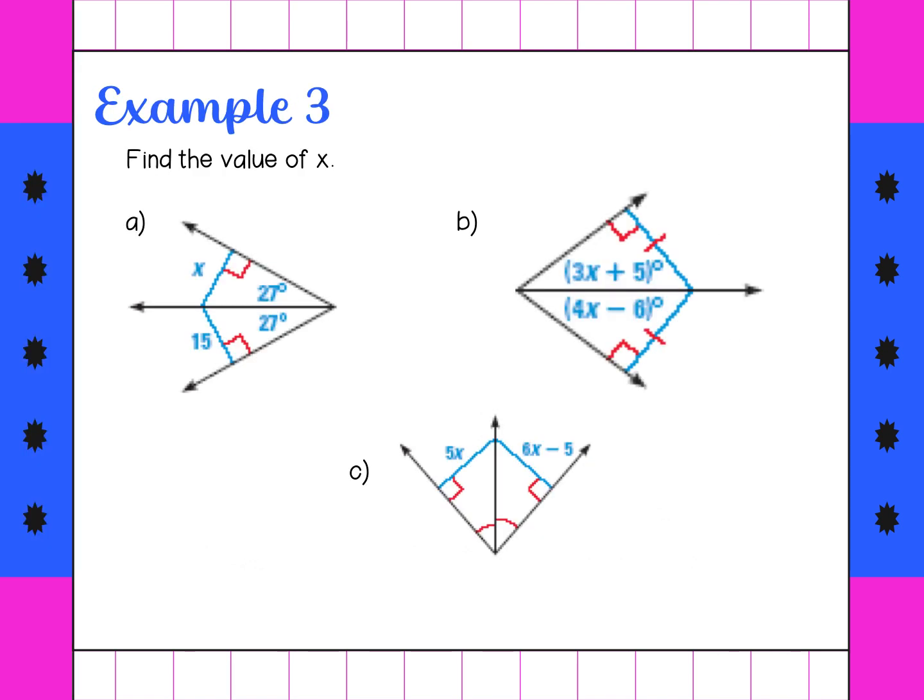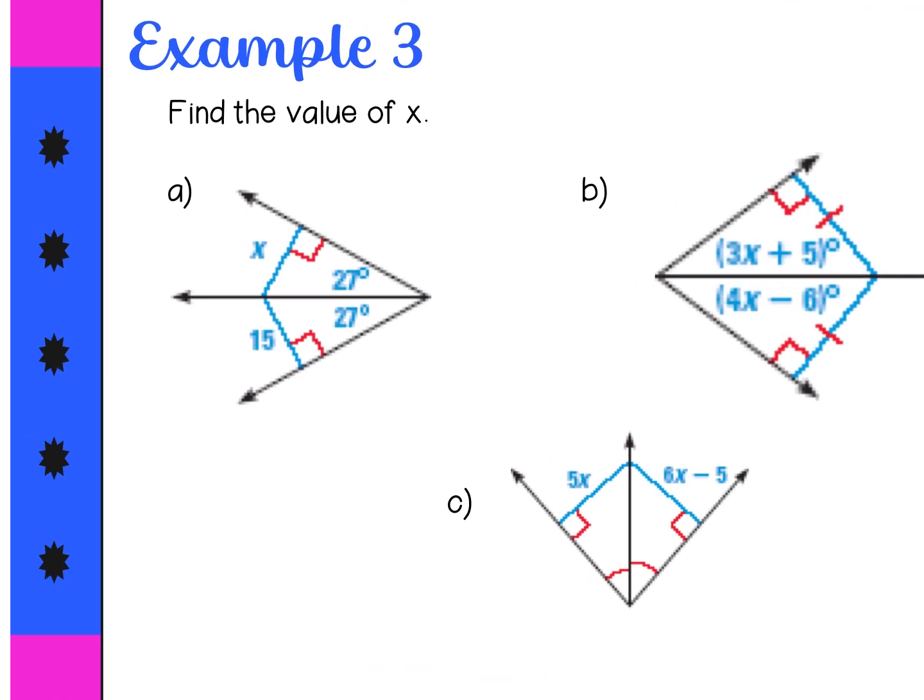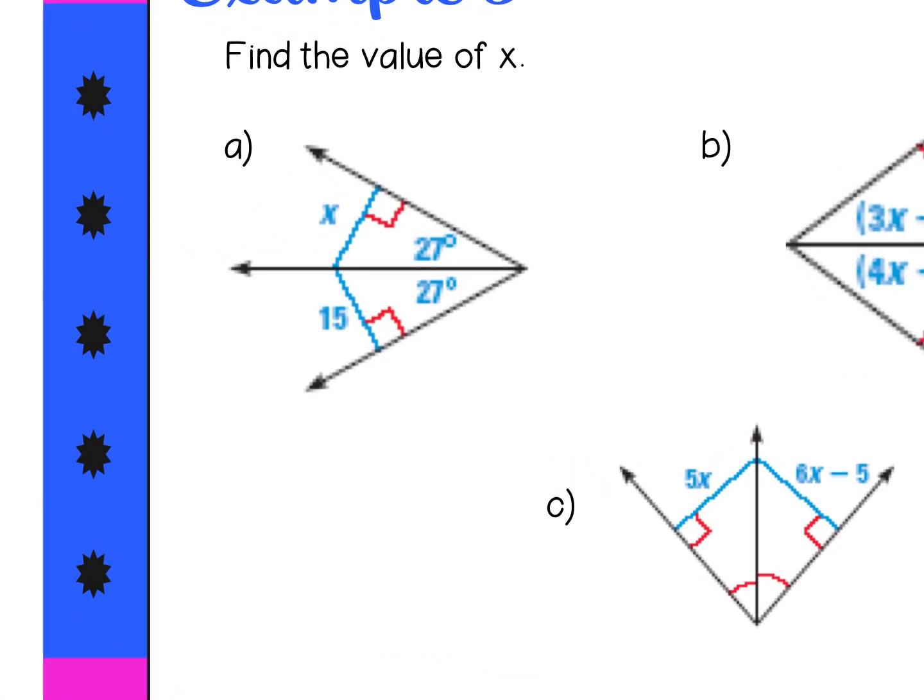So for example 3, on all 3 of these pictures, they want me to find the value of x. In the first one, I'm going to be using my angle bisector theorem. I could tell that this angle here has been bisected by this ray because it created these two congruent angles. So then I can tell that these two segments here are going to be equidistant from the center. So x is going to equal 15.